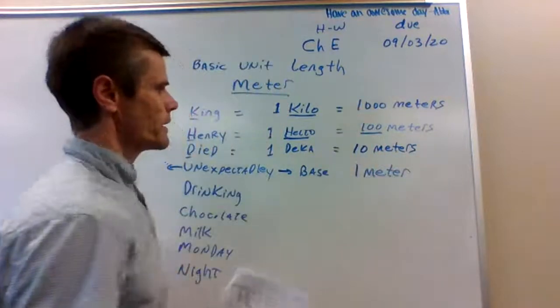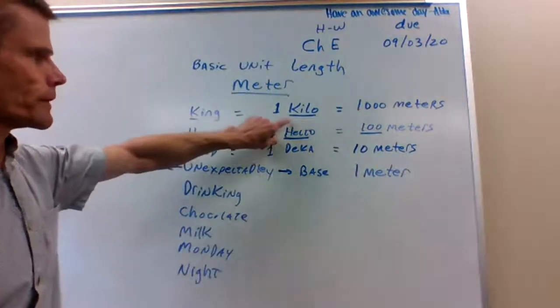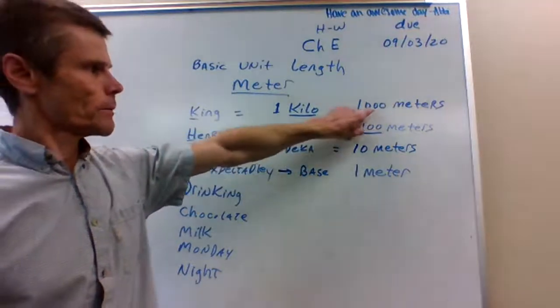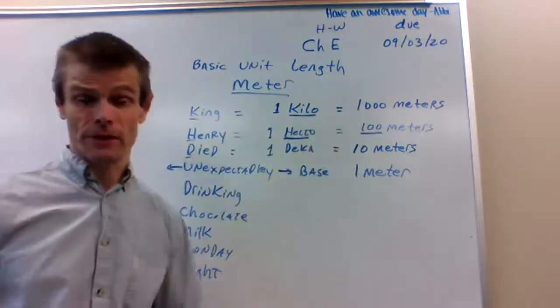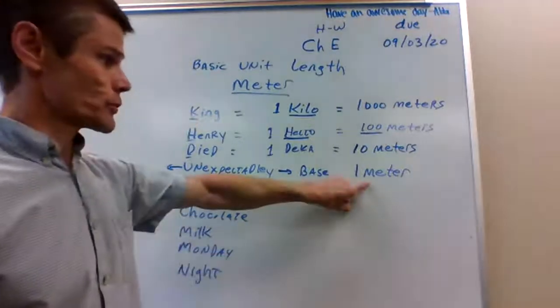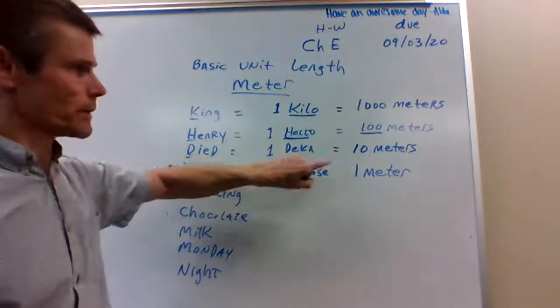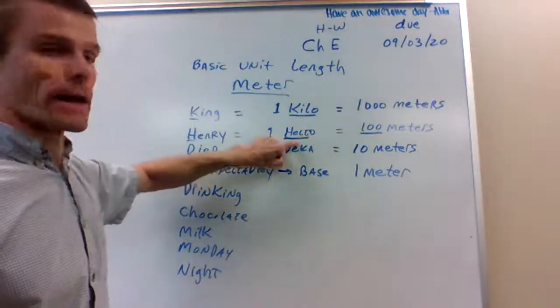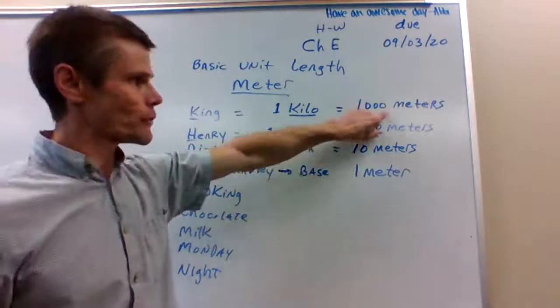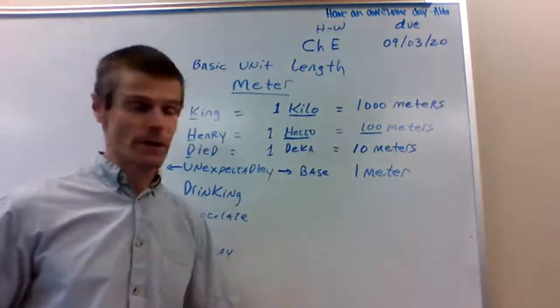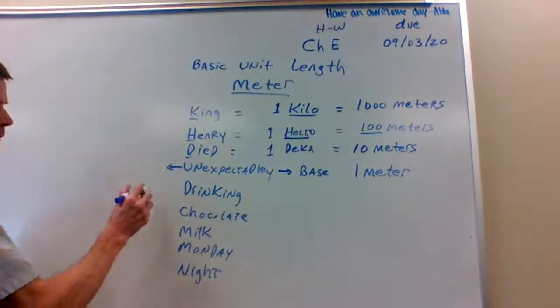So we can see how these prefixes represent factors of 10 differences in our base unit. If we start with the meter, if we have 10 meters, that's 1 decameter. 100 meters is 1 hectometer. 1,000 meters is 1 kilometer. Let's move down below this now.